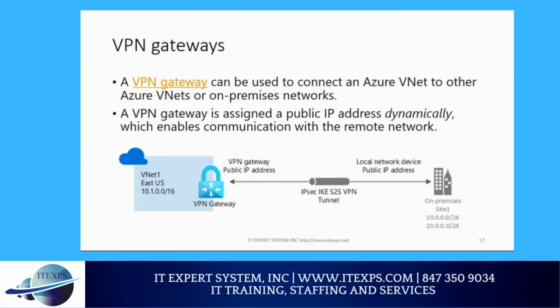So when you talk about on-prem connectivity to the cloud for creating a hybrid network, it has to be secure, and the only way to get through is through a secure tunnel like a VPN gateway.